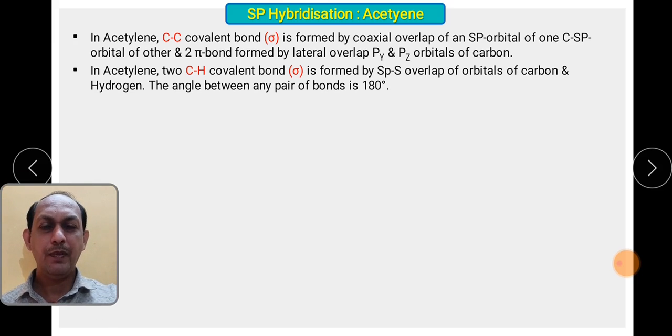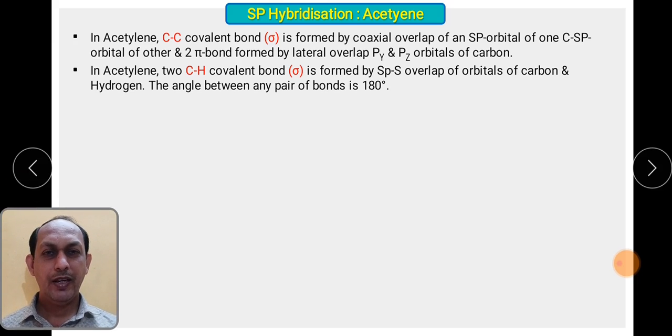Now we are going to see the example of sp hybridization. As we know, triple bonded carbon compounds are examples of sp hybridization. So we will take the simple example of acetylene. Acetylene has the structure CH triple bond CH. The carbon-carbon covalent bond is formed by coaxial overlap of the sp orbital of one carbon and the sp orbital of another carbon. Already we have seen. And two pi bonds are formed laterally by overlap of py and pz orbitals.